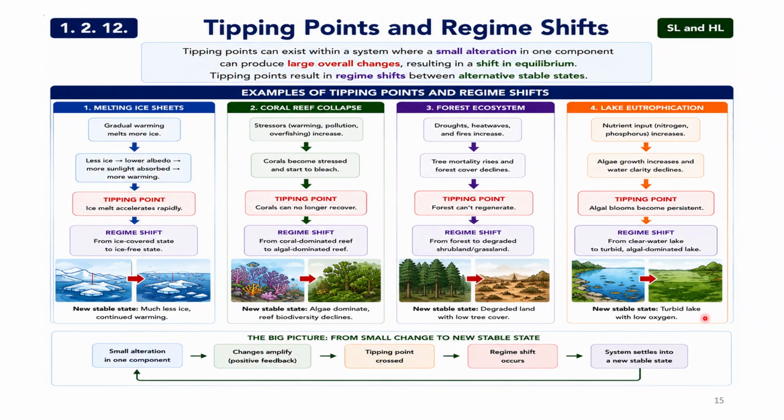These examples demonstrate a common pattern. A small environmental change is amplified by positive feedback, a tipping point is crossed, and the system settles into a new stable state that is often difficult to reverse.